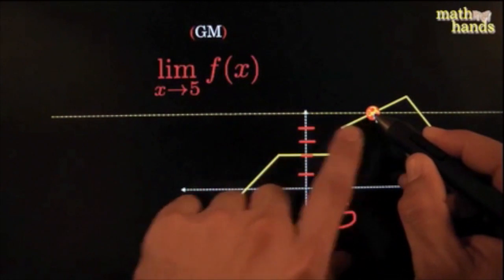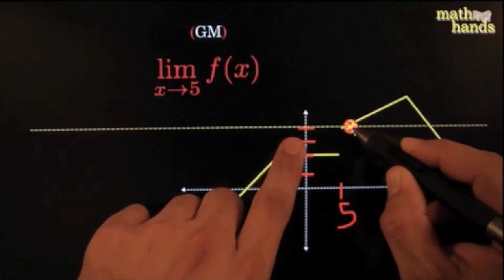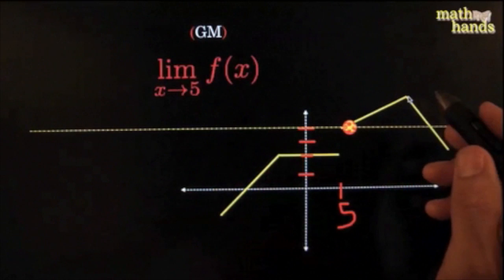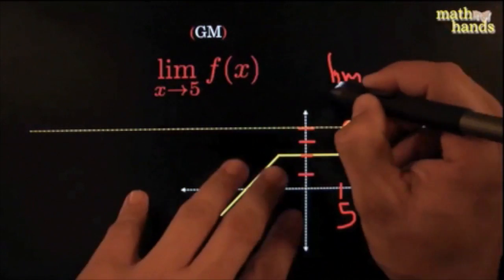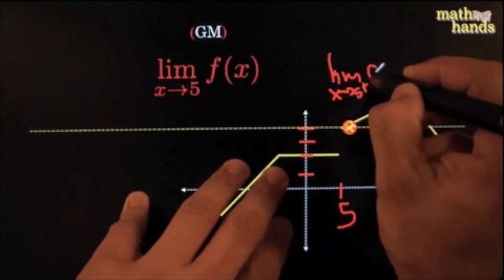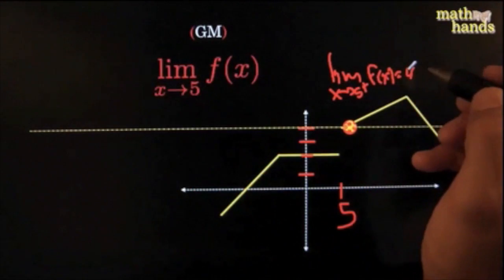You got to keep your eye on the ball and keep your eye on the y. What is the best prediction for the y value? So, from the right, it's 4. So let's make a note of that. The limit as x approaches 5 from the right of f of x is equal to 4.